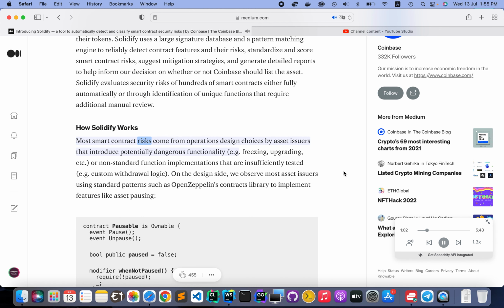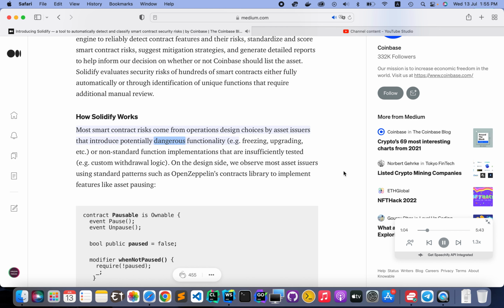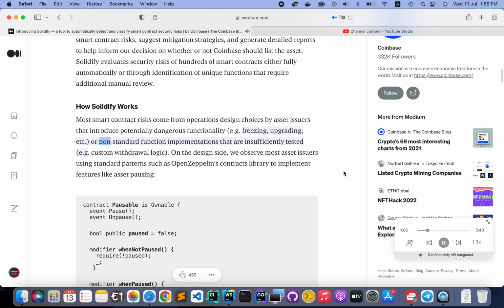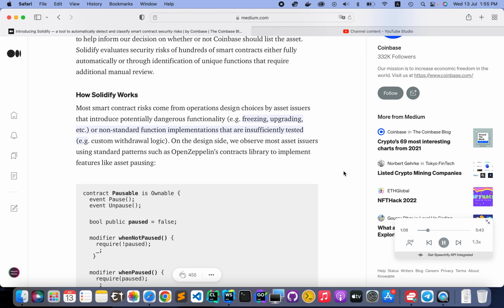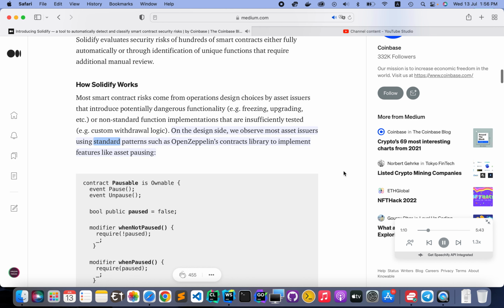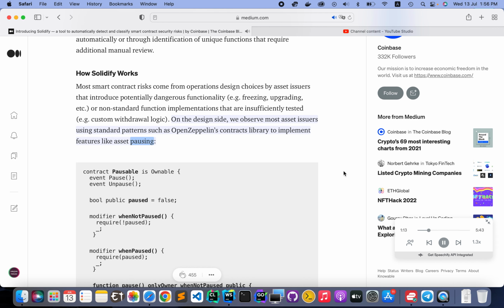Most smart contract risks come from operations design choices by asset issuers that introduce potentially dangerous functionality, for example freezing, upgrading, etc., or non-standard function implementations that are insufficiently tested, e.g. custom withdrawal logic. On the design side, we observe most asset issuers using standard patterns such as OpenZeppelin's contracts library to implement features like asset pausing.